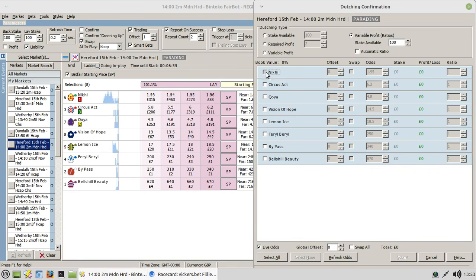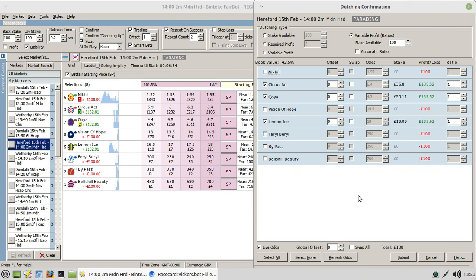Nikkei's a very short price favourite, so that's going to completely skew the results. Nikkei, Circus Act, Koya and Lemon Ice. Yeah, waste of time. If we remove Nikkei, that's more reasonable. I'd be tempted to ignore this race.